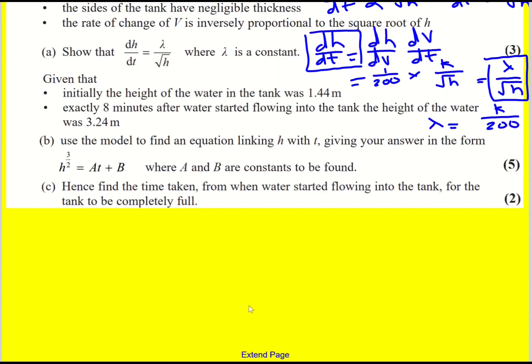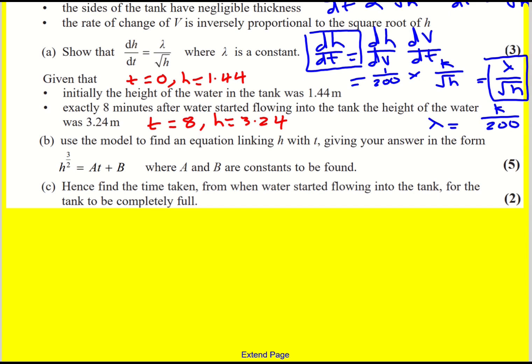Right, now given that the initial height was 1.44, so that means when t is 0, h is 1.44, and exactly 8 minutes after the water started flowing, so that's when t is 8, the height was 3.24. Use the model to find an equation linking h and t, giving our answer in this form.